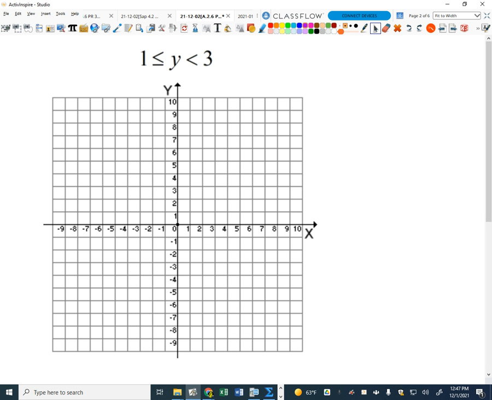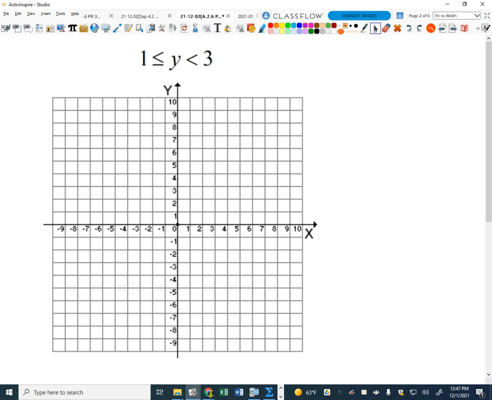We've got a compound inequality here. What do you think we would do with a situation like this where y has to be greater than or equal to 1 and less than 3? What do you think is happening there? Okay, yeah, there's really two inequalities in one here, aren't there?